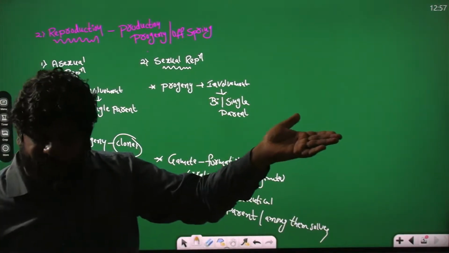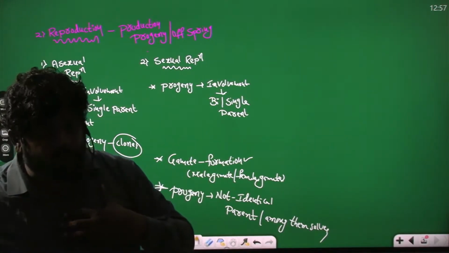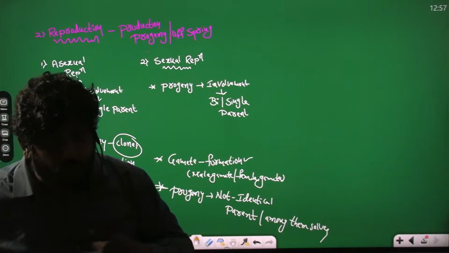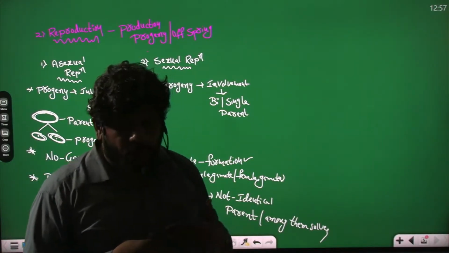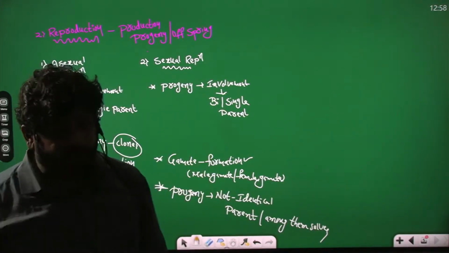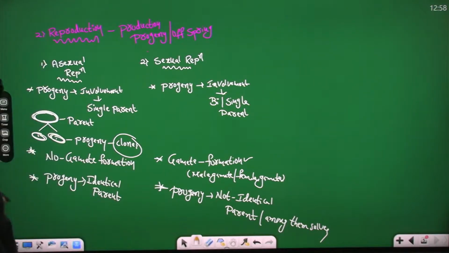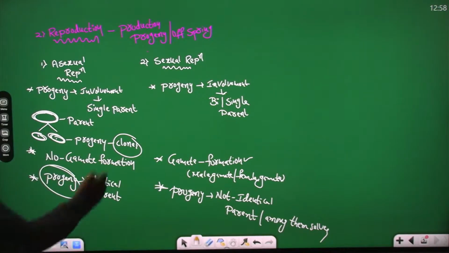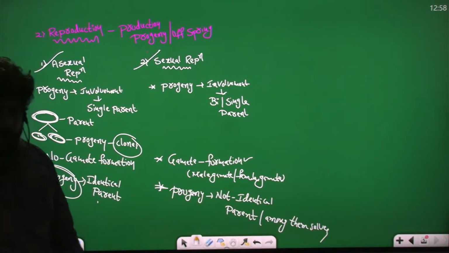And take your body with your sibling. Take your body, are both the same? Compare with your sister, same? No. Among themselves also they are different, and we are also not identical to the parent. So the progeny in sexual reproduction is not identical to the parent, unlike in asexual reproduction.